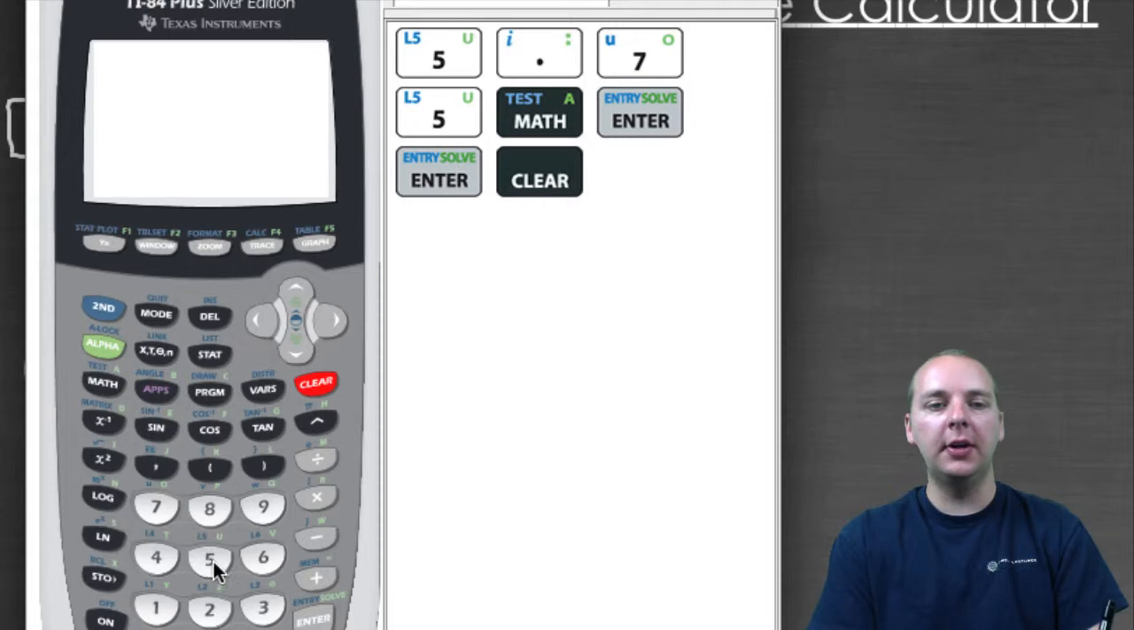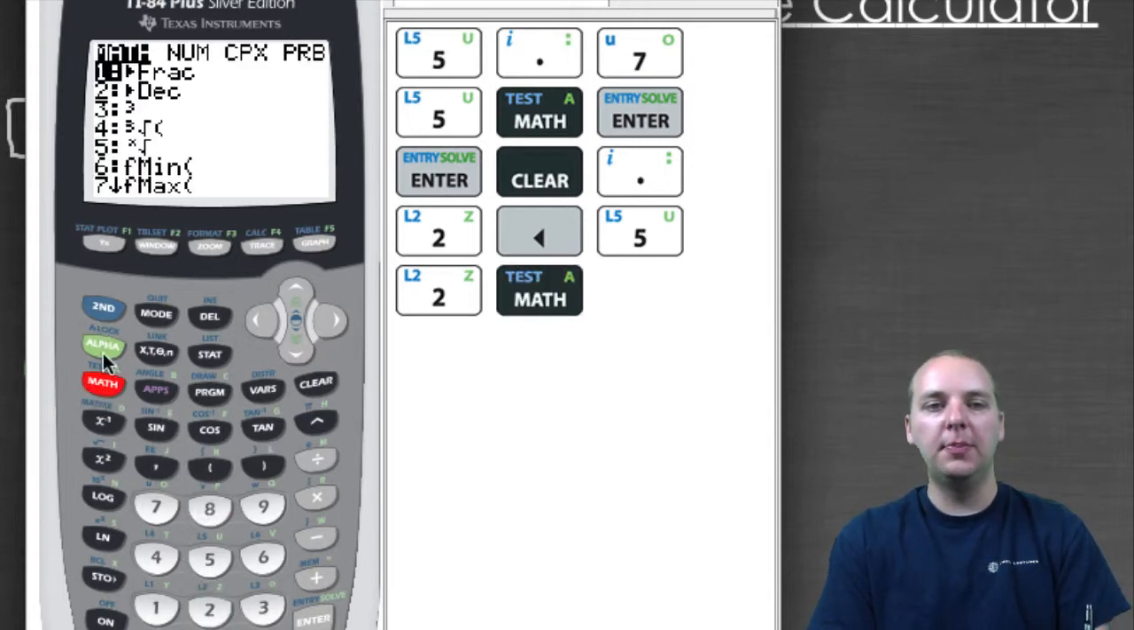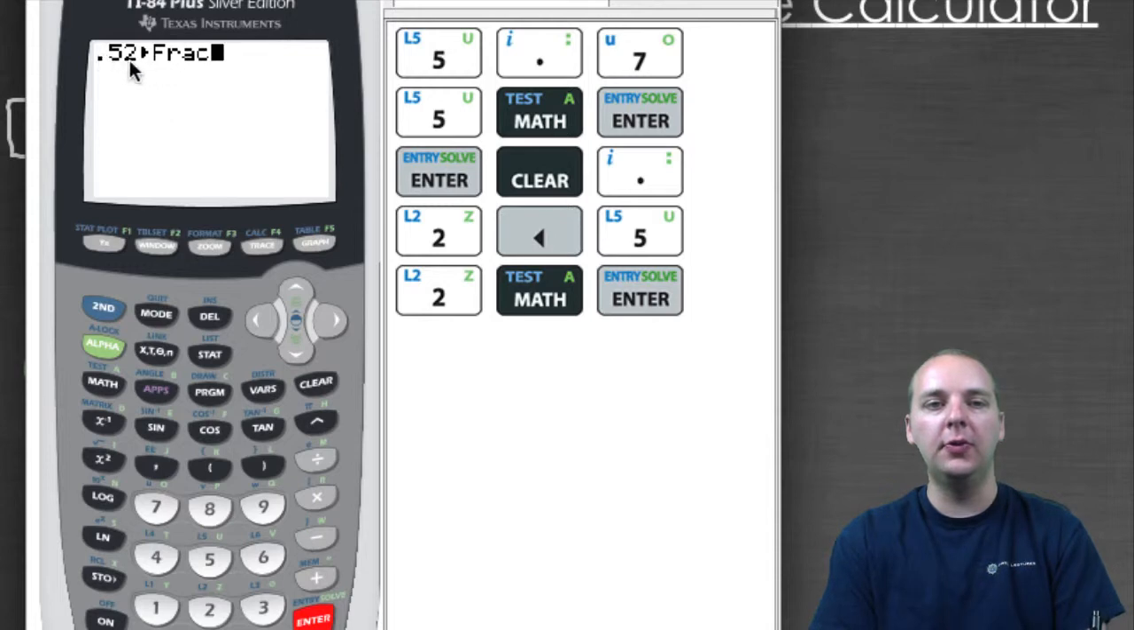All right, here's an example. Let's say we took 0.52. We wanted to convert this decimal into a fraction. So we'll push the math button, and then we'll choose the arrow to fraction. That's going to convert 0.52 into a fraction, and we get 13 over 25. I know that's pretty small, but it would convert it into 13/25.